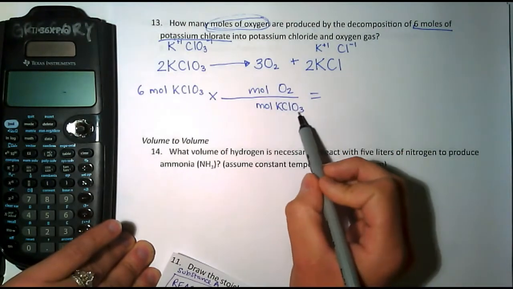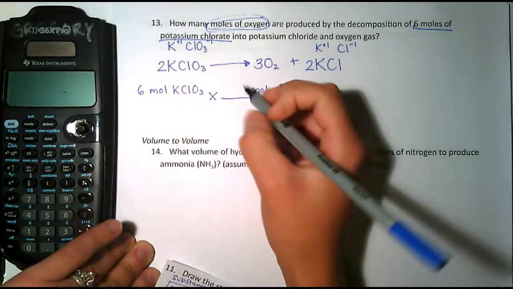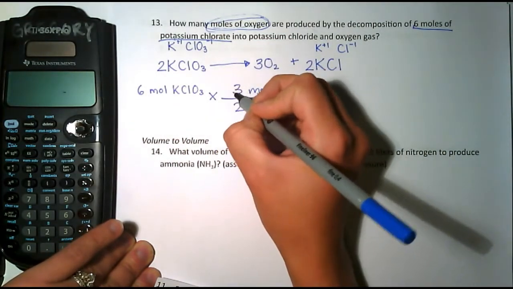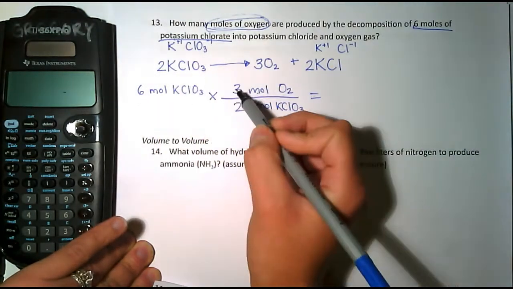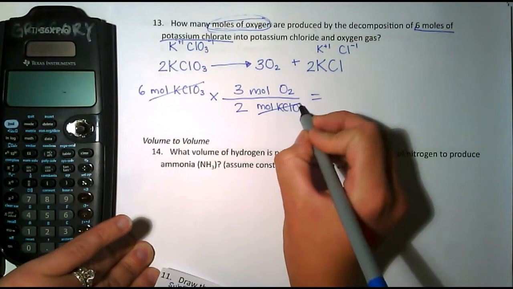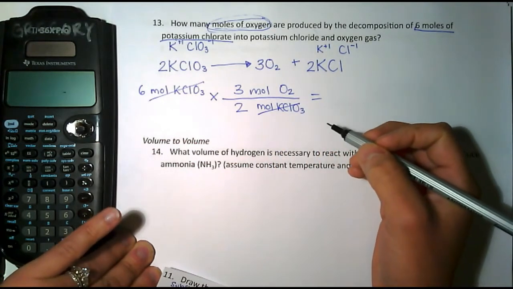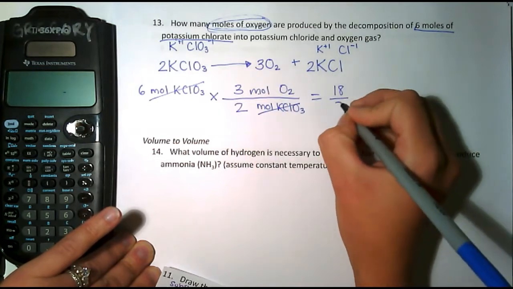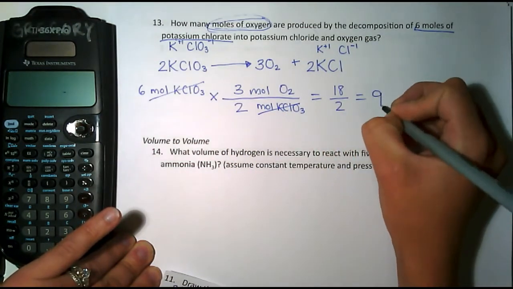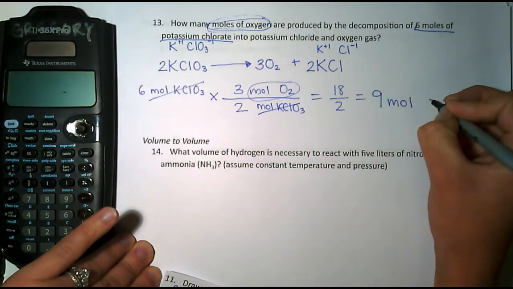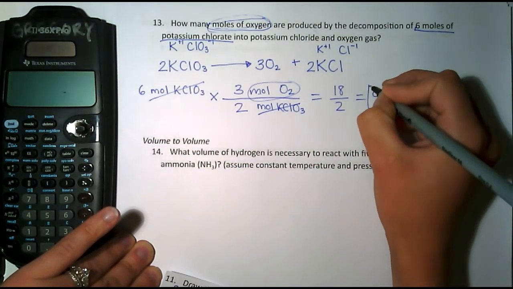So my moles of KClO3, that would be 2. And my moles of O2, that would be 3. So this time I have 6. Well, I need to cancel my units first. Moles of KClO3 cancels with moles of KClO3. And then 6 times 3 gives me 18 divided by 2, which is going to be 9. And then my units are moles of O2. There we go.